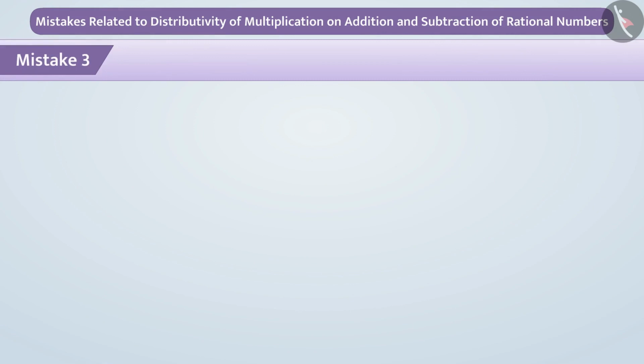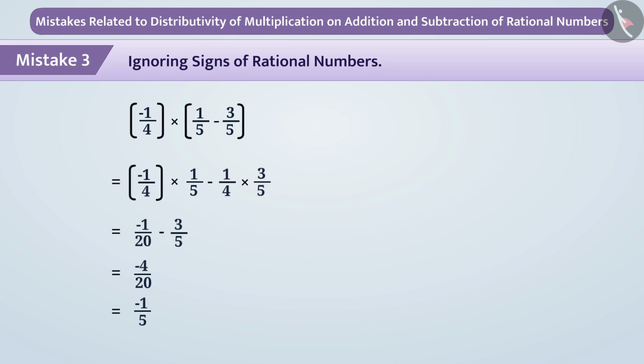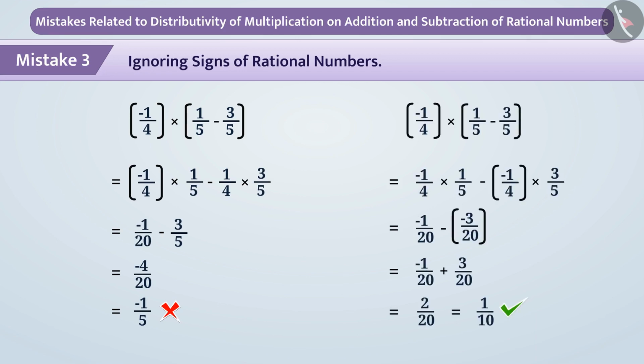Mistake 3. Ignoring signs of rational numbers. Some children do not pay attention to signs of rational numbers when using distribution of multiplication on subtraction. If children are asked what will be the result of minus 1 by 4 multiplied by 1 by 5 minus 3 by 5, so some children solve it in this way. This is wrong way to solve a question. The correct solution is as follows. Therefore, it is important to pay attention to signs when using distributivity.